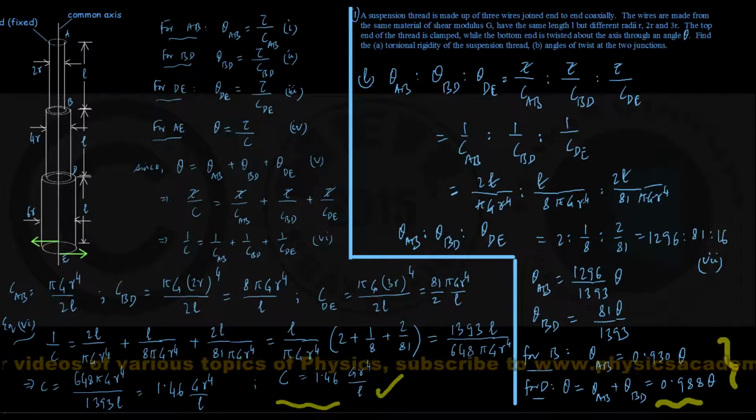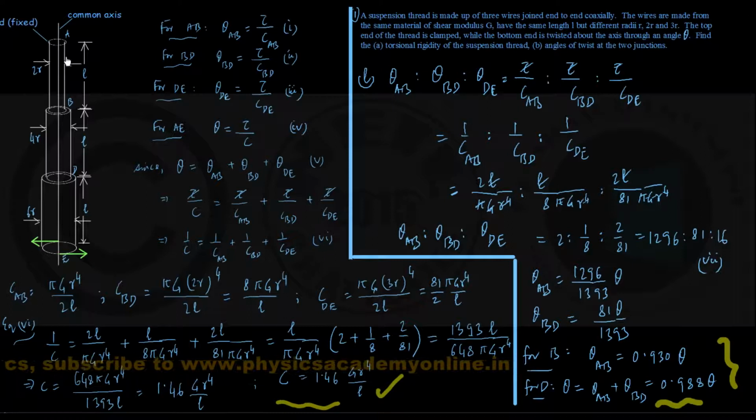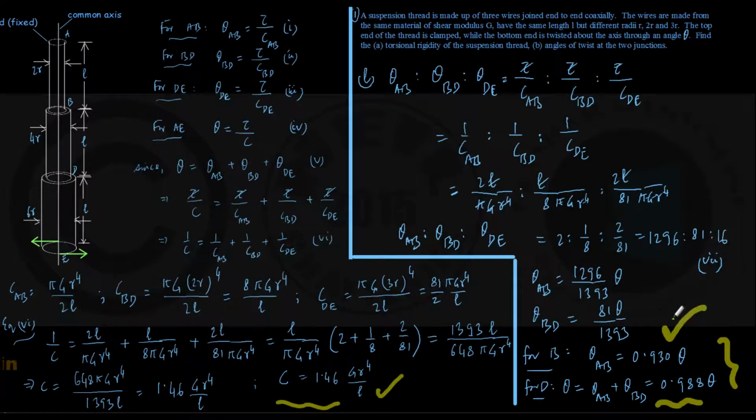So here is the answer of the part B of the question. We have got the angle of twist of the junction B with respect to the point A was 0.930 theta, and angle of twist of the junction D with respect to the point A only is 0.988 theta, where theta is the angle of twist of this bottom point E, that is the angle of twist for the whole suspension wire. And here is the answer of part B of this question.